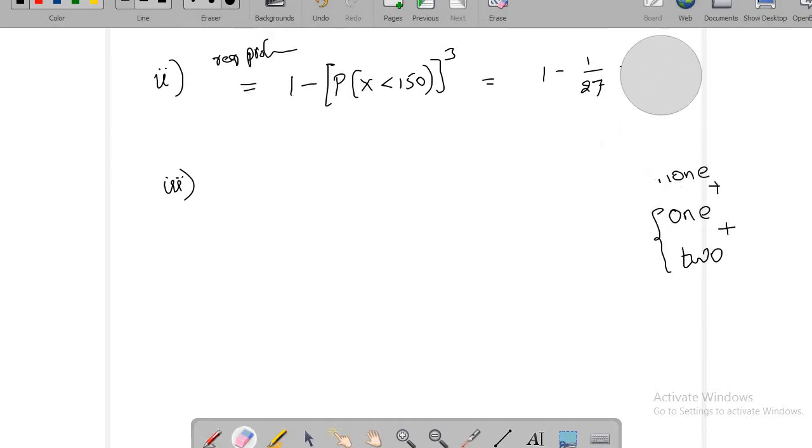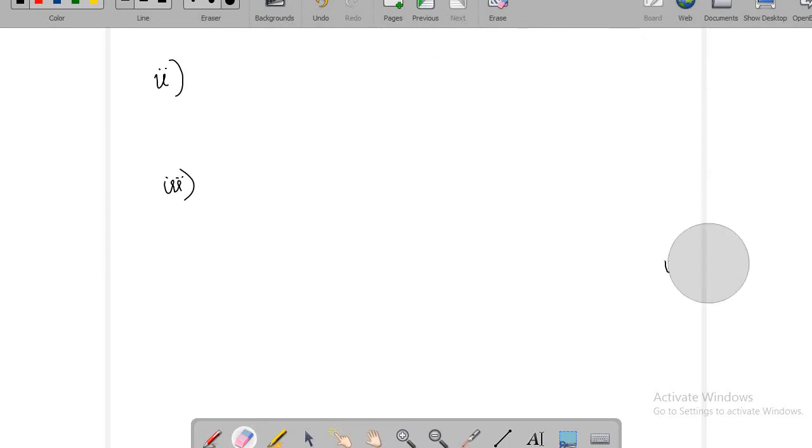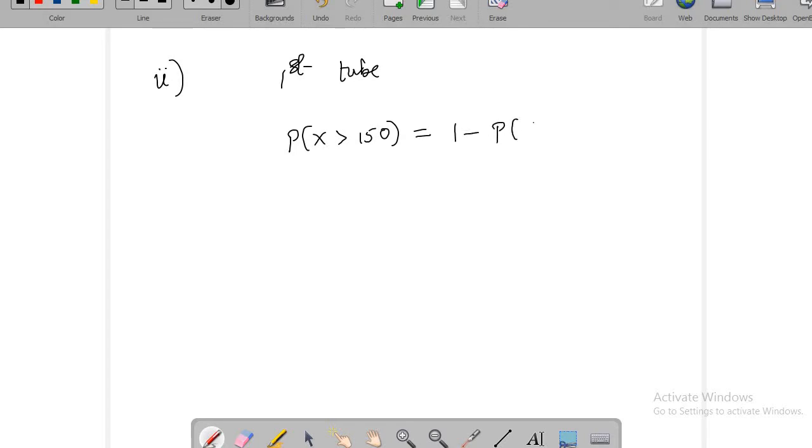So now to answer the second question, let us go this way. If you take the first tube, what is the probability that it's not going to be replaced within 150 hours of operation? That's exactly the probability that x is greater than 150. This is what I have to calculate. Now you can write it as 1 minus the probability that x is less than or equal to 150.